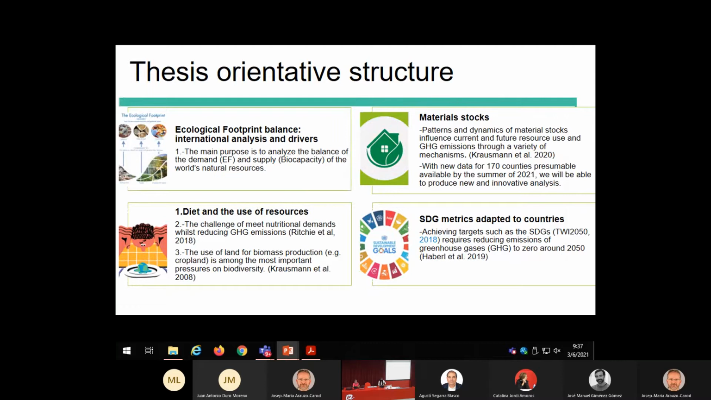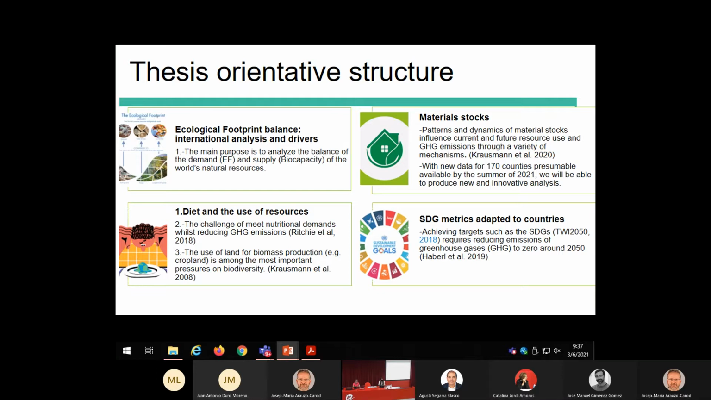So this is the thesis orientative structure. The first one, which is the ecological footprint balance and the international analysis and drivers, is a paper that I'm going to talk about or just give you a quick overview. And well, the main purpose of this paper is to analyze the balance of the demand, which is the ecological footprint, and the supply, which is the biocapacity of the world's natural resources.